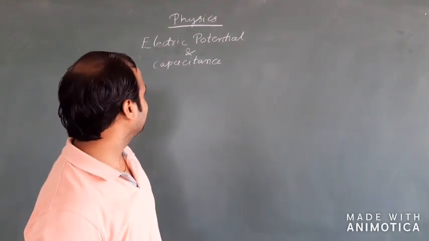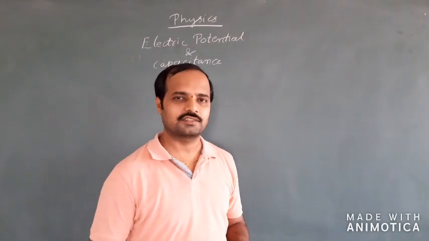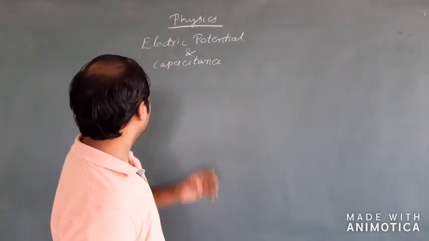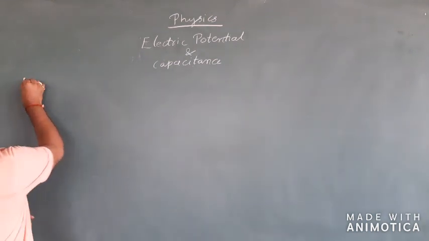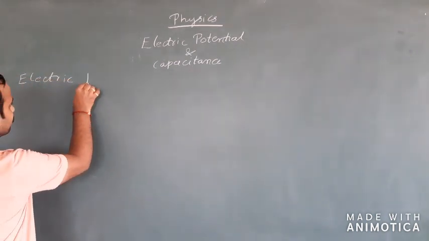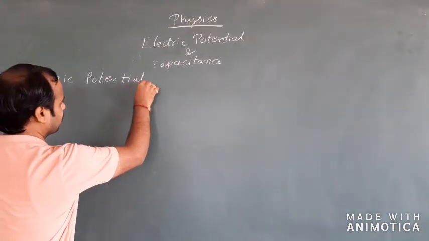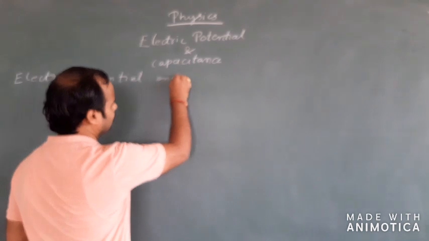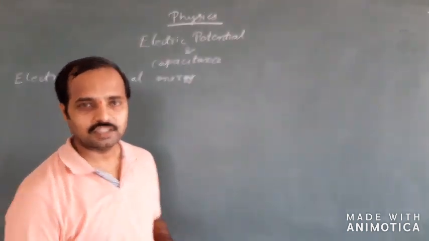In this class we will be talking about the chapter Electric Potential and Capacitance. Here in this particular chapter, the first concept that comes around is the electric potential energy. So before going to the electric potential, let us understand what the electric potential energy is.